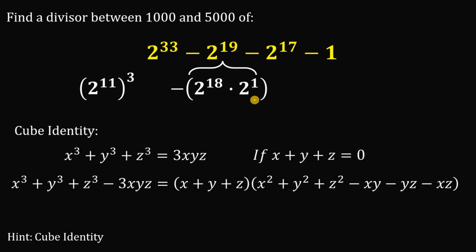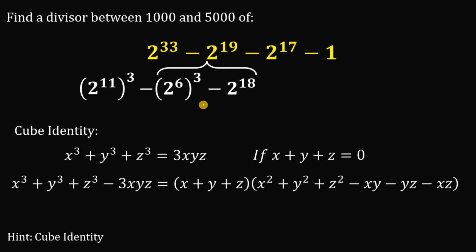Now, this 2 right over here, we can split into 1 plus 1. Now, distribute 2 raised to the power of 18. So, this will give us 2 raised to the power of 18 plus 2 raised to the power of 18. And distributing the negative sign, we have negative 2 raised to the power of 18 minus 2 raised to the power of 18. Now, 18 is a multiple of 3. This is just 3 times 6. And again, using some laws of exponent, we can rewrite this as 2 raised to the power of 6 raised to the power of 3.